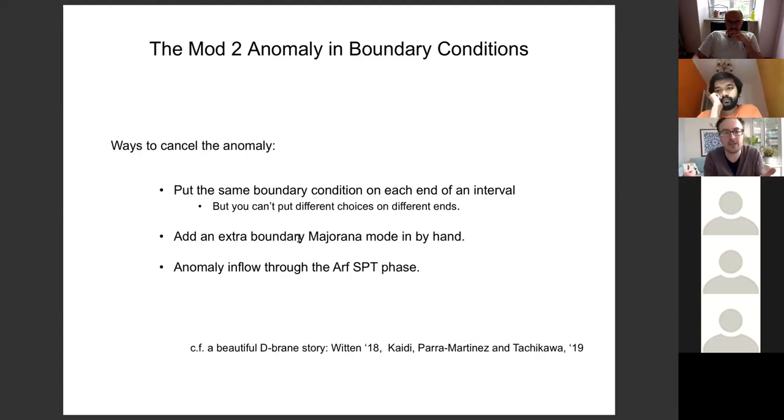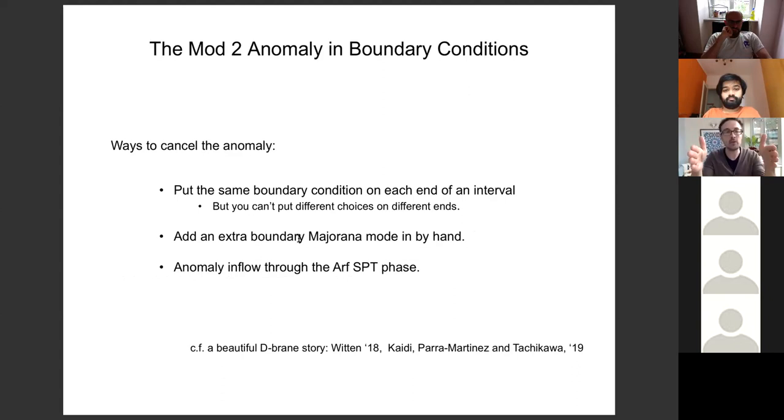Francesco asked how we can deal with this anomaly. There are various ways to deal with it. The real lesson I want you to take from the previous slide is that the boundary conditions fall into one of two different classes. That was psi left equals psi right, or psi left equals psi right dagger. One of those classes gives the Majorana mode on the end.